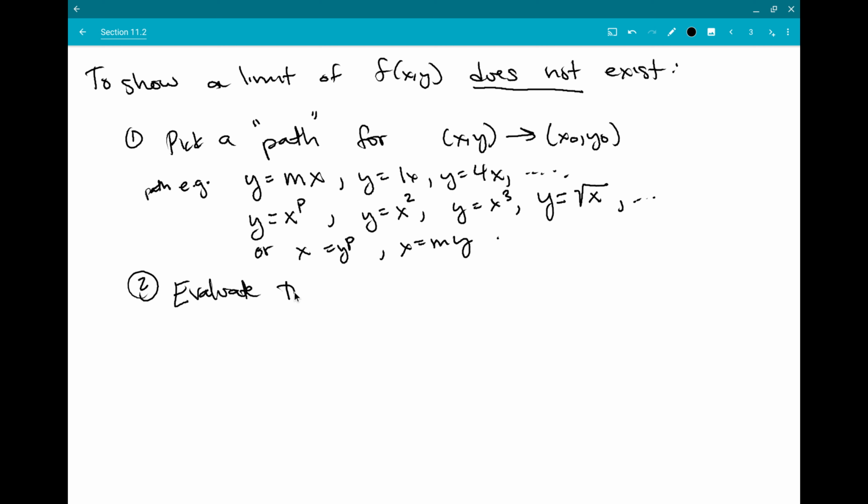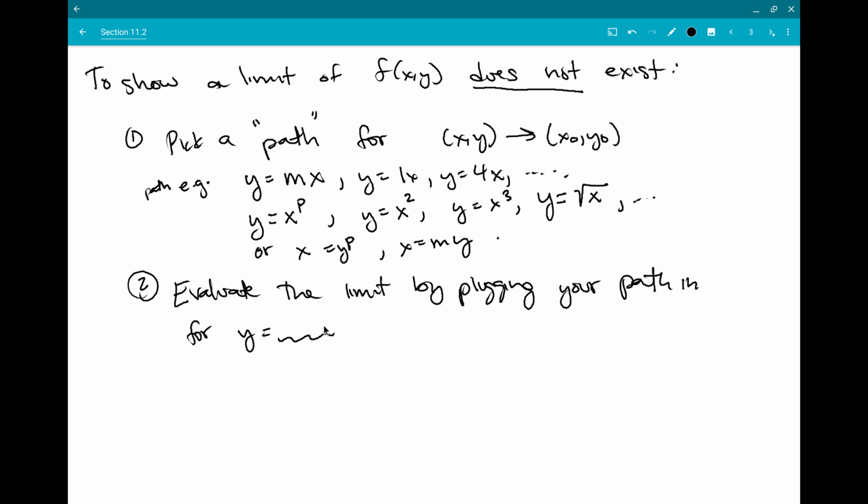And then you're going to evaluate the limit by plugging in, wherever you see y, replace it with the path. Or if you picked one of these bottom ones, x equal to the path. And then once you plug that in, that's just a limit of one variable, which you should be very familiar with taking, even if you don't particularly like it.